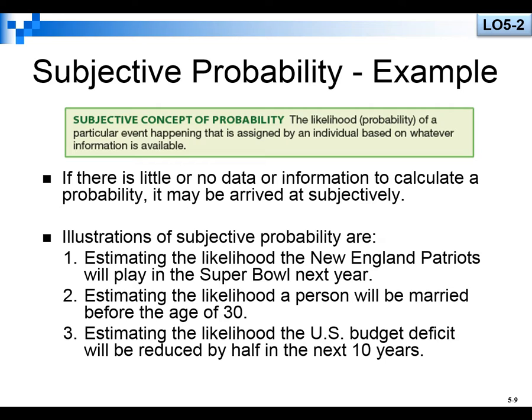Finally, another example would be to estimate the likelihood of the U.S. budget deficit being reduced by half in the next 10 years. Depending on your political views, this could be a certainty to you, and you could ascribe it a probability of near 1, or you might think that this is impossible and will never happen, and then you assign it a probability of 0.